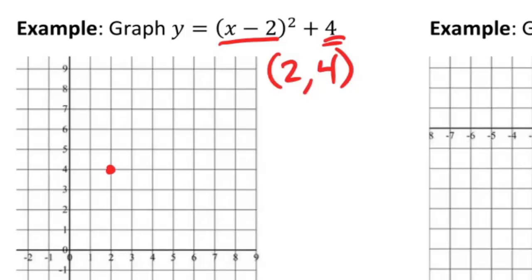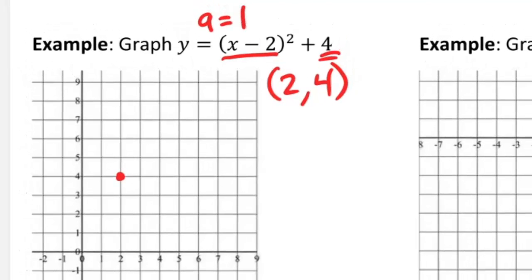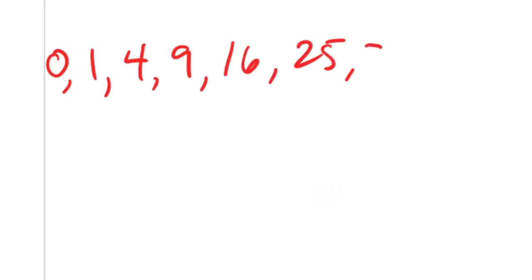Does it open up or down? It opens up because the a value is positive 1. You don't see a, but it's positive 1. Now let me tell you a little shortcut about plotting parabolas, especially when the a value is 1. Let's start with 0. 0 times 0 is 0. 1 times 1 is 1. 2 times 2 is 4. 3 times 3 is 9. 4 times 4 is 16. Then 25, 36. That's enough to prove our point.